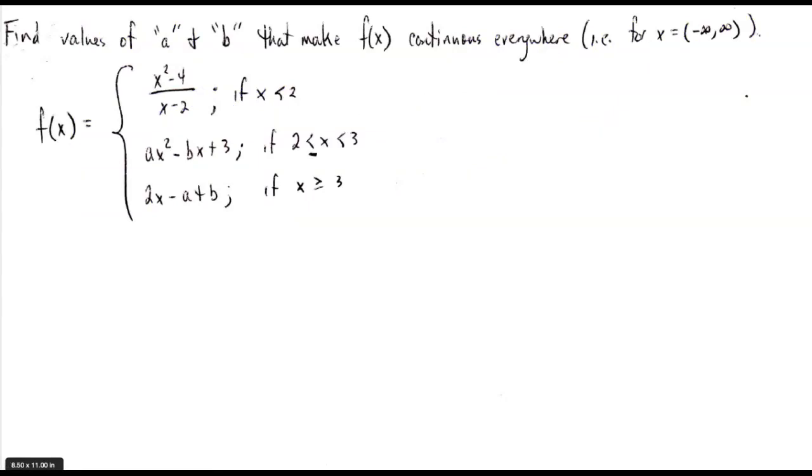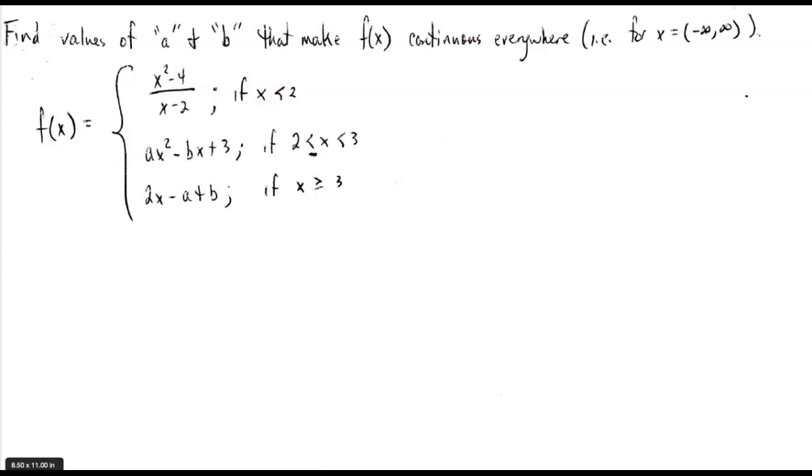Okay, so for our last example, what we're going to do is look at a piecewise function, actually a family of piecewise functions. And what we're going to do is find values a and b, and we're assuming that they're real numbers, so that this particular piecewise function will be a continuous function for all real numbers. So before we actually start working this problem, let's understand why this problem is even important, okay?